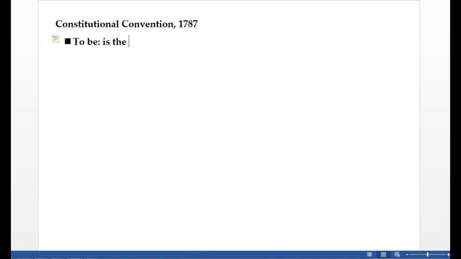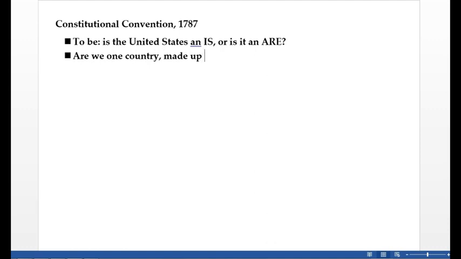Is the United States an "is" or is it an "are"? That is to say, are we one country made up of states, or are we many states that make up a country? Now, what's the point there?